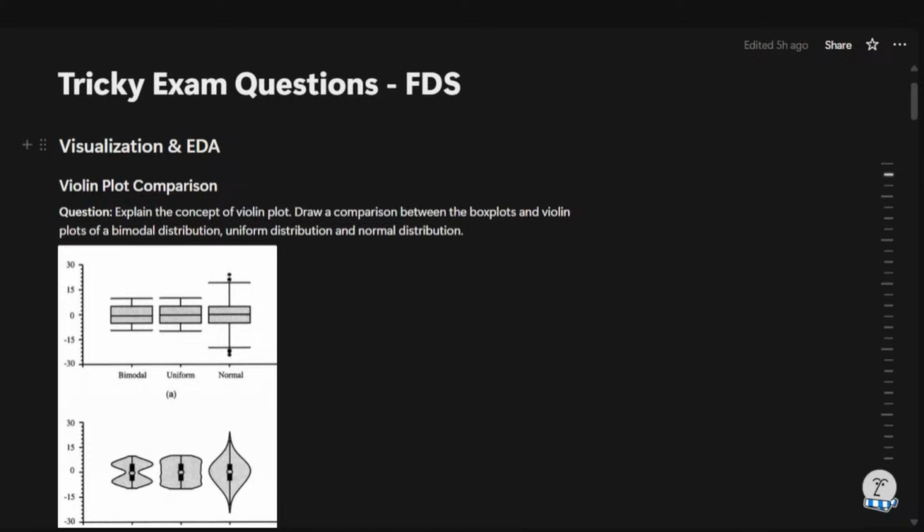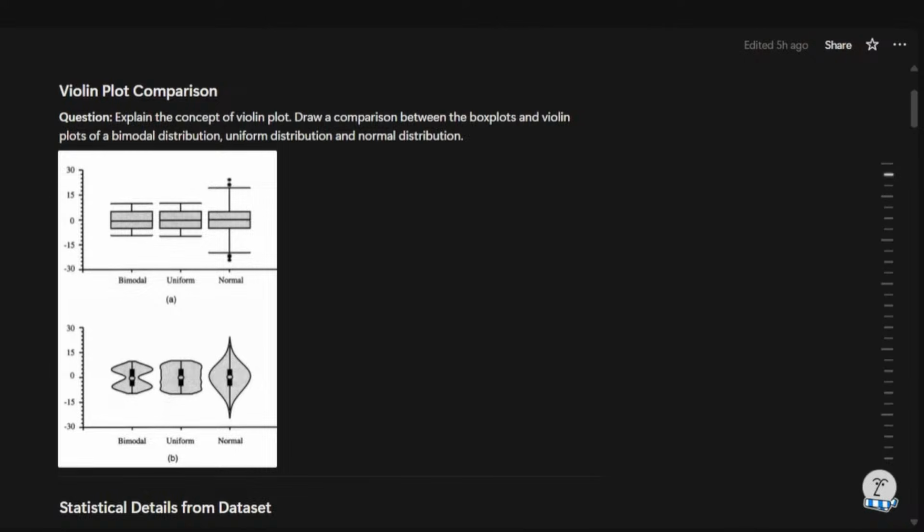Okay, so now we'll look at a few tricky questions that we came across during our in-semester, mid-semester exams. The first one is comparing your violin and box plot in terms of modes of distribution. When I started explaining the concepts that you had asked, we came across a graph for box plot that represents bimodal, uniform, and normal distribution. But I don't think there was a graph for your violin plot.